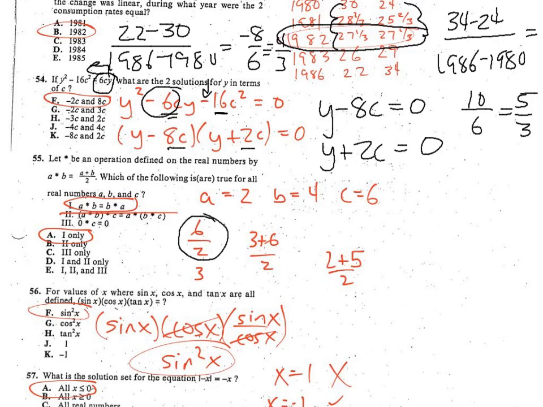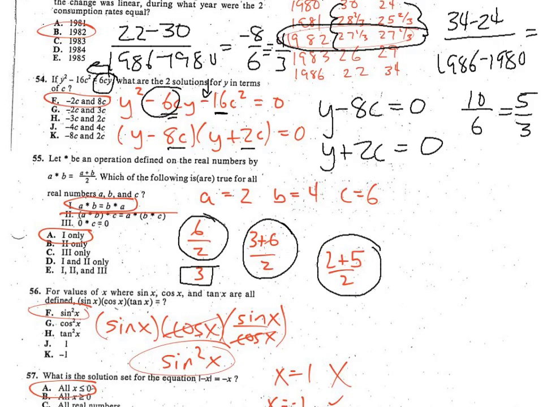I then do the other direction, B star A, and put 4 plus 2 to get 6. 6 divided by 2 is also 3. So part 1 does check out to be okay. I then try the values for part 2 and notice that it does not give me the same value. 3 plus 6 over 2 does not equal 2 plus 5 over 2.